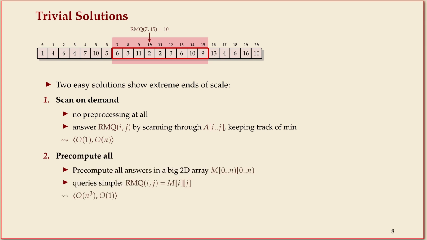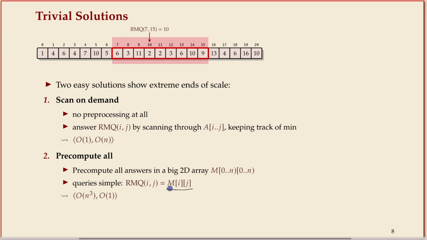The other extreme end is we do all the possible work at preprocessing time, and at query time, we just read off the stored result. How would that look? I can store a 2D array M, for minimum, which stores in M[i][j] the answer to RMQ(i, j). And then the query is trivial. Query just says return RMQ(i, j), return M[i][j]. But the preprocessing is super slow now.